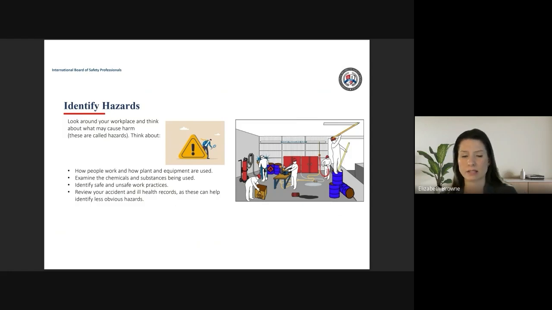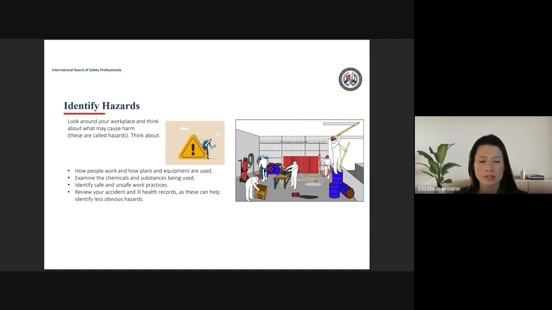Like we see in this picture here, there are quite a few unsafe work practices occurring. We've got a worker standing on top of two 55-gallon drums that are not stable or secure. There we have spills on the floor. We have someone bending over from the waist to pick up a heavy load. Those are all very unsafe work practices that should be addressed, and employees should be trained and provided the proper equipment to do their job properly and safely.